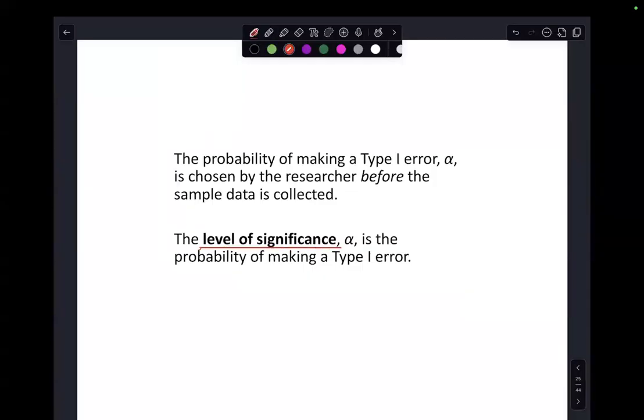Instead of confidence level in this chapter, we call it level of significance. And that is the alpha, which is the probability of making a type 1 error. I am not going to ask you this question of what does alpha stand for. You're just going to know that that's your level of significance. All right.